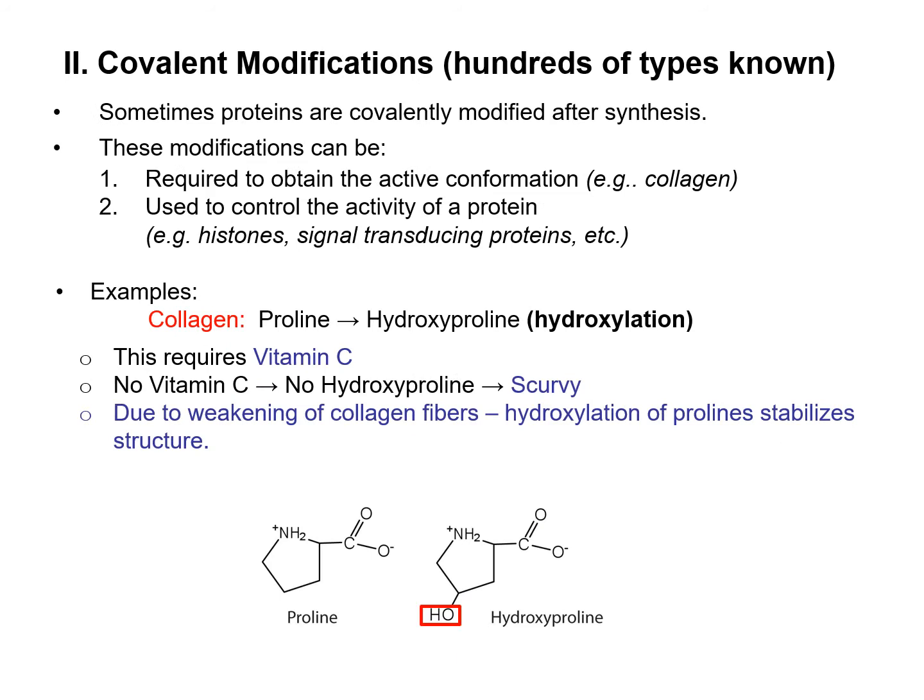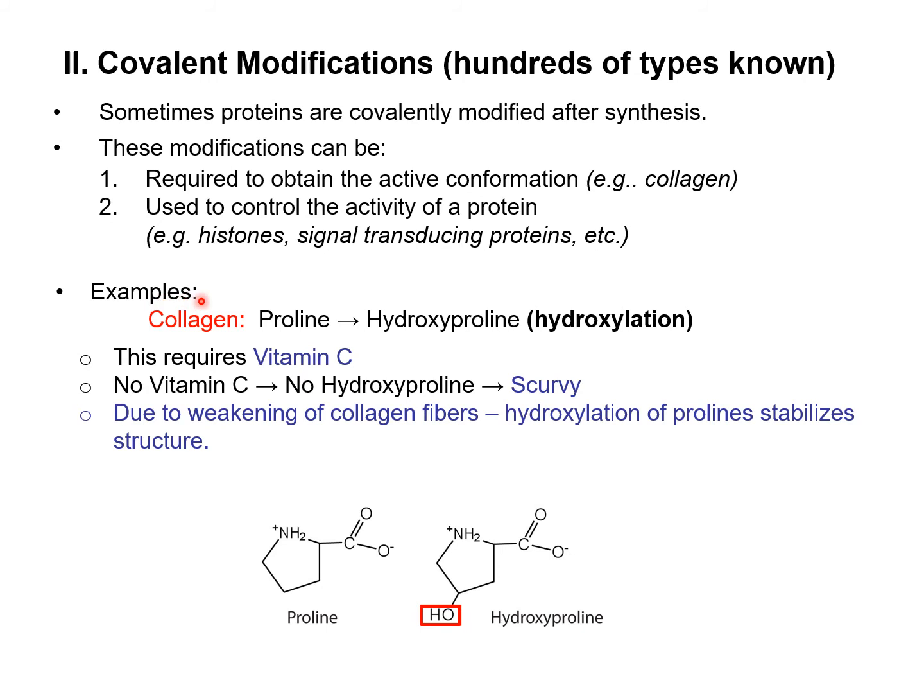Another type of protein modification is covalent modification, of which hundreds of types are already known, and these modifications can be required to obtain the active conformation. An example for that is collagen, which we're going to discuss on the bottom here. Also, these modifications can be used to control the activity of proteins. Histones and signal transducing proteins use such modifications.